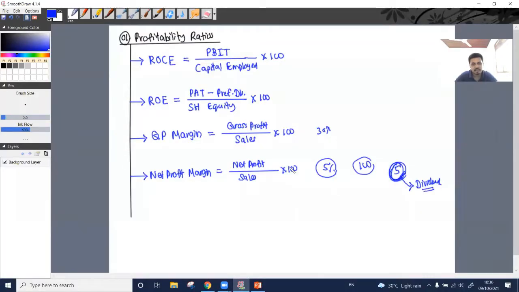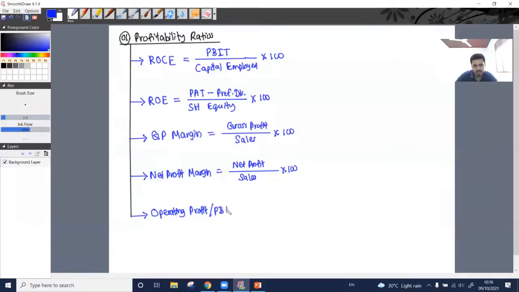That is the idea of this net profit margin. Net profit margin. Then what else? There are so many. I will consider this one. GP margin, net profit margin, operating profit margin, operating profit. For the same can be said as PBIT margin, profit before interest and tax.